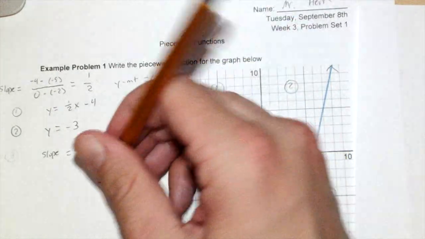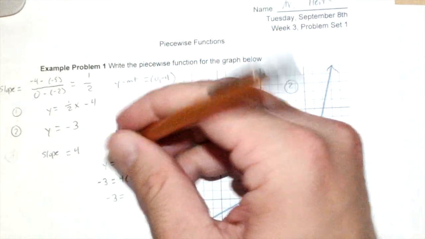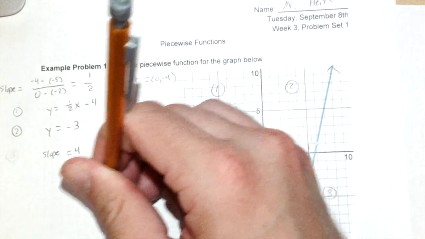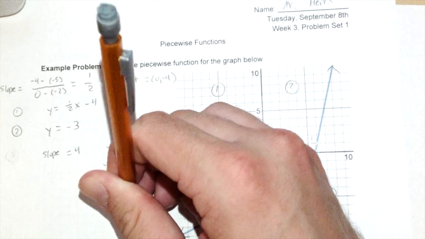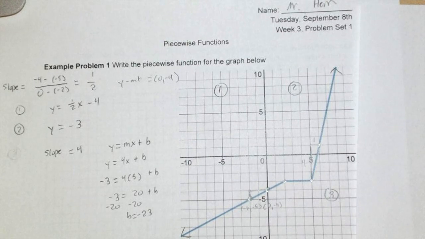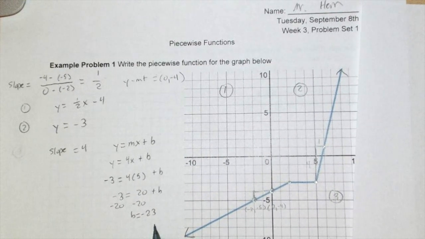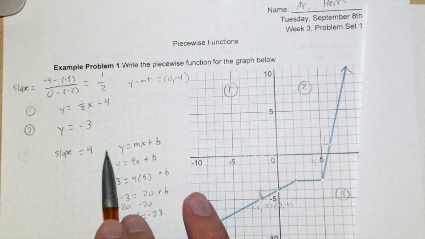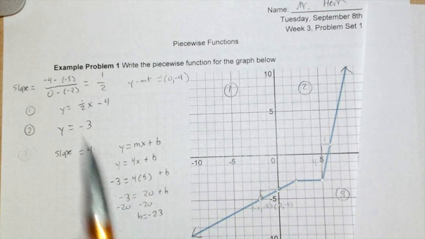4 times 5 is 20. And I realize I didn't give you enough room, potentially. But here we get a really big number, but it doesn't matter too much. We get -23, and that makes sense, because if this kept going, it'd be way off the graph, and the y-intercept would be -23. So for this third section of our graph, the equation is going to be 4x minus 23.